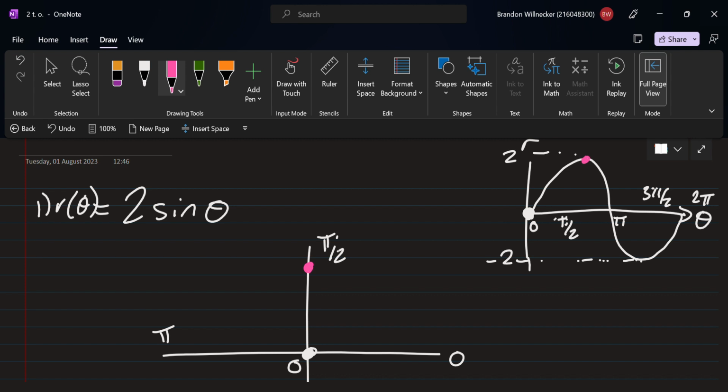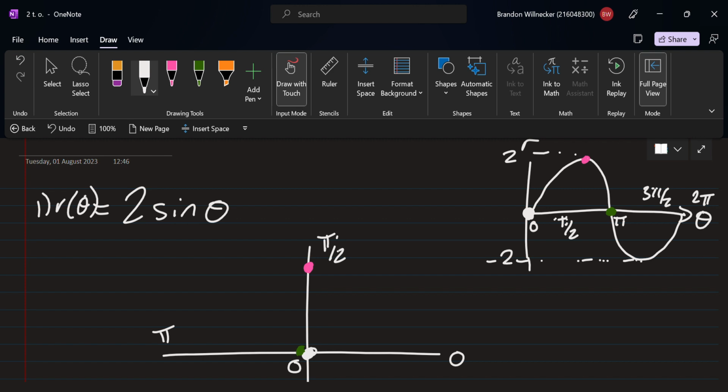Let's do the third point in green. That's going to be pi. That's also 0, so we know that when we go all the way around the top part, we should get back to the origin. And then I'll show you what happens when the radius goes negative. Okay, so let's try to connect the points.